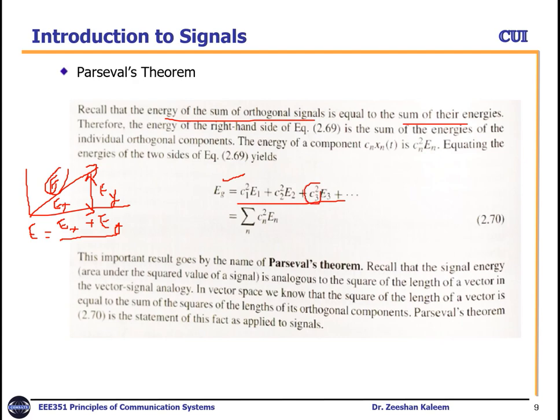So Parseval says that whenever you have components, when you calculate the total energy, the sum of the energy of individual components, then finally you will get the total energy of a signal. This important result goes by the name of Parseval's theorem. So that was the concept: when you sum the energies of the independent orthogonal components, you will get the total energy, which is the signal energy, right?